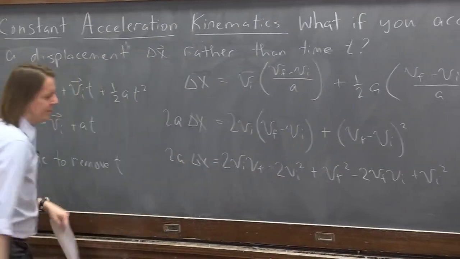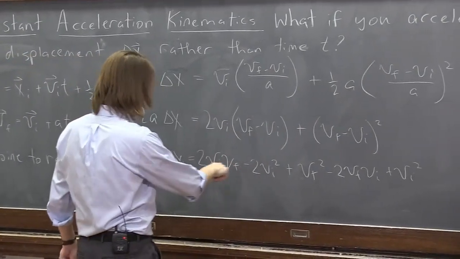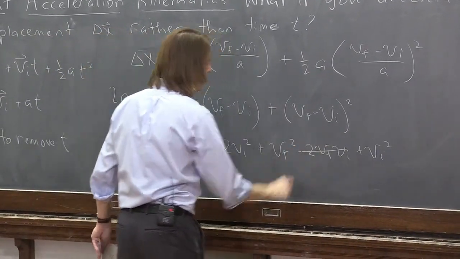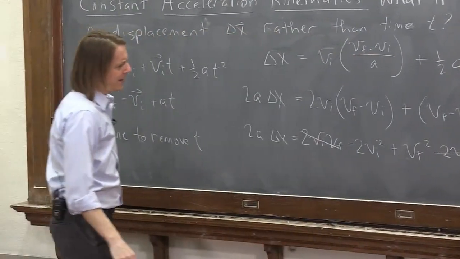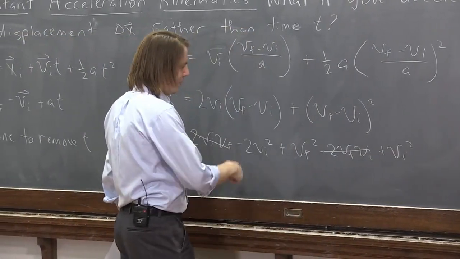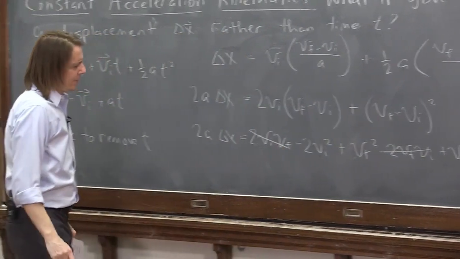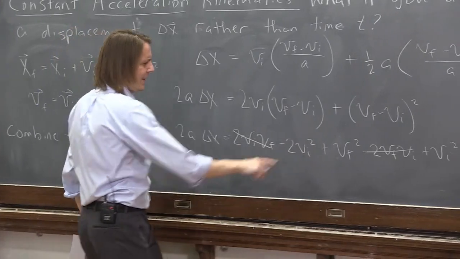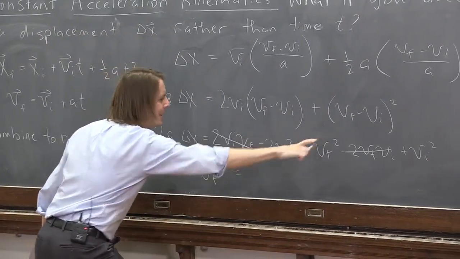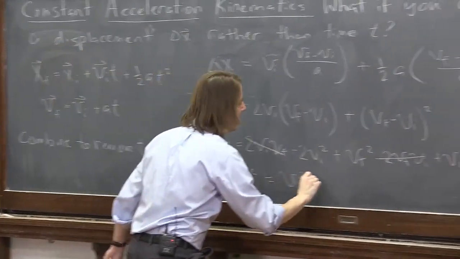2a delta x. Oh, what have we done? We have 2vi vf here, and we have negative 2vi vf there. And we have minus 2vi squared here and vi squared there. So you combine those, and that's just minus vi squared, right? So you could then say vf squared, if you want to solve this for vf squared, equals, we'll bring the remaining vi squared to the other side, plus 2a delta x.